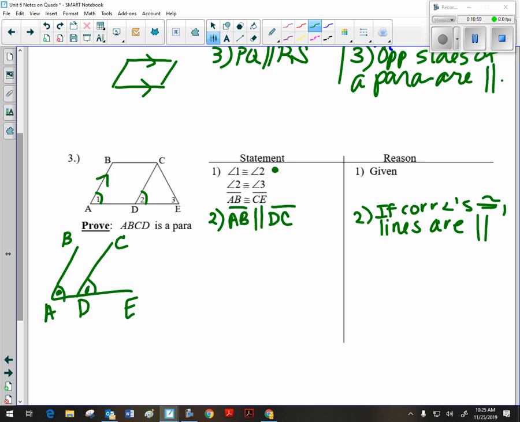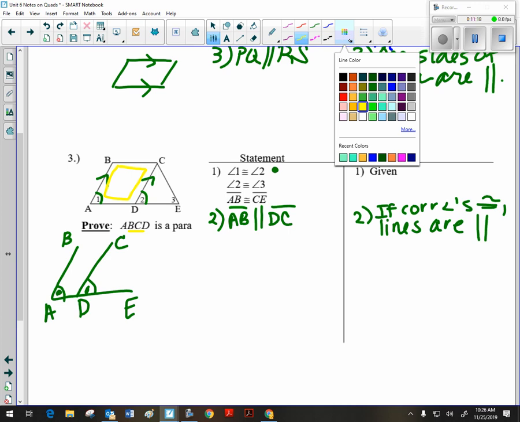That might not look like a big to-do, except that now in the shape that they're asking me to prove a parallelogram, which is this one that's here, I have one pair of opposite sides parallel. So I'm partway to using one of my 5 ways to make a parallelogram. I'm going to move on here and take a look at the other information that they give me.